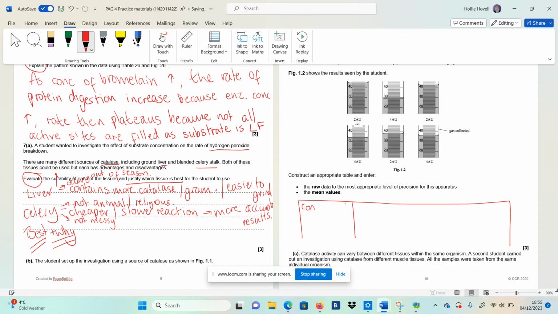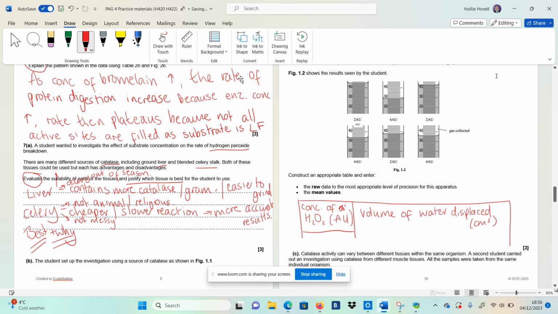So, it told us that we were changing the concentration of hydrogen peroxide, H2O2, and it told us that the units were arbitrary units. Okay, so that's our independent. Then our dependent, what are we going to measure? We're going to measure the volume of, you could say water displaced or oxygen produced, it doesn't matter for this one. That's fine, and you need the units there, so that would be measured in centimetre cubed.